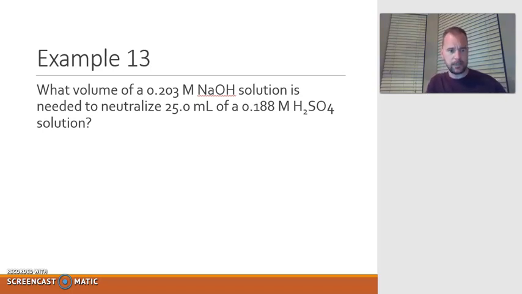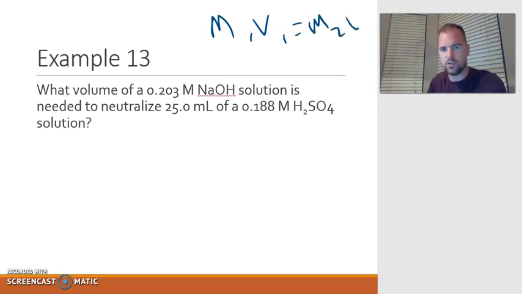So example 13: what volume of a 0.203 molar sodium hydroxide solution is needed to neutralize 25.0 milliliters of a 0.188 molar sulfuric acid solution? All right, this sounds very similar to a dilution problem, but it is not a dilution problem. Please, please, please do not use M1V1 equals M2V2. I know, it's super tempting.